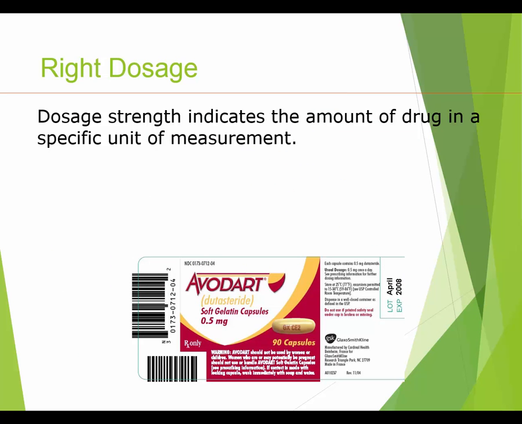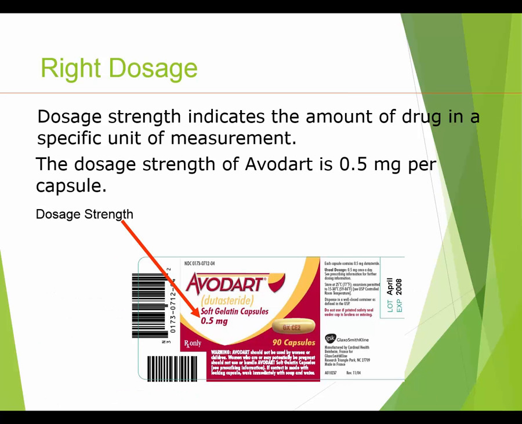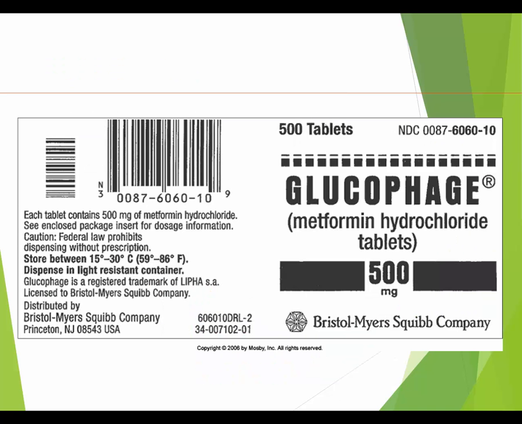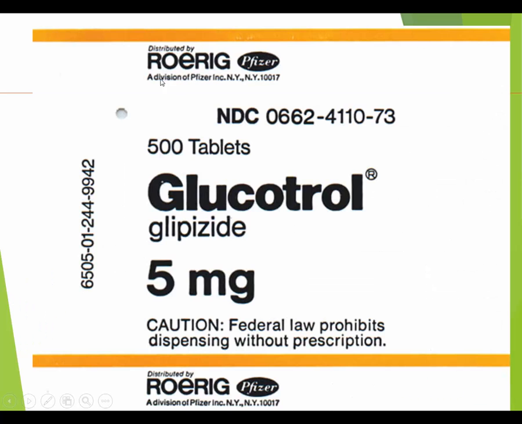The right dosage, you need to be able to identify the dosage. The dosage of this is 0.5 milligrams per tablet. All right, y'all can see that. Glucophage. There's 500 tablets in the bottle, and they are 500 milligrams apiece. Glucophage is the trade name. Metformin hydrochloride is the generic name. This is Glucotrol. There's 500 tablets in this particular container. Glucotrol is the trade name. Glipizide is the generic name. 5 milligrams per tablet.